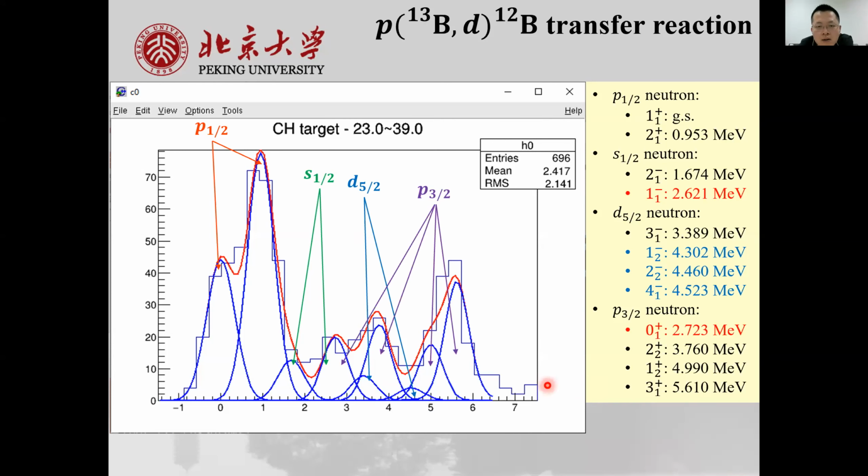And there are also some p wave neutron transfers. Here, as you can see, the 2.6 MeV state and the 2.7 MeV state, we can't distinguish them. So we also fit them as 1 peak and analyze their components as 2 components.